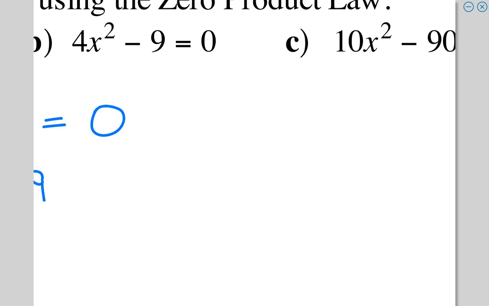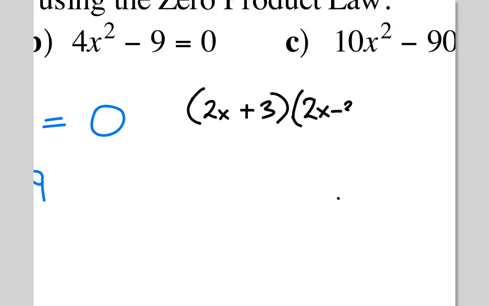So let's take a look at this next one here. Difference of squares again. So what is it going to be? 2x plus 3 and a 2x minus 3 for this equation here, and it's equal to 0.